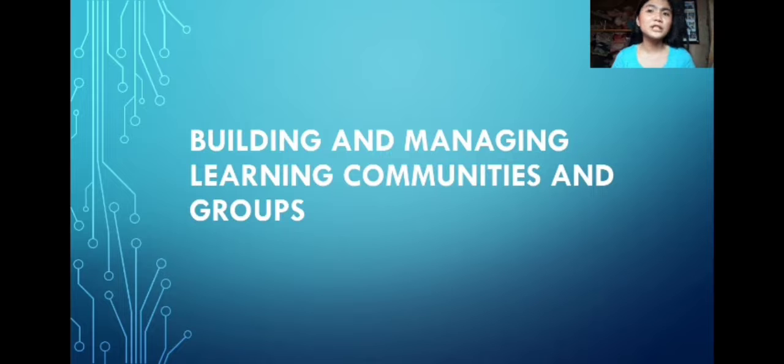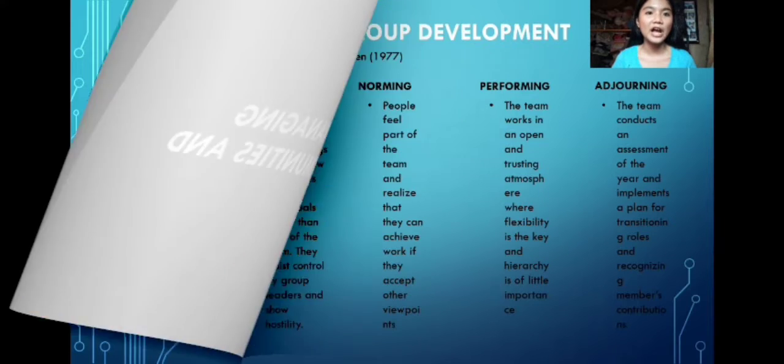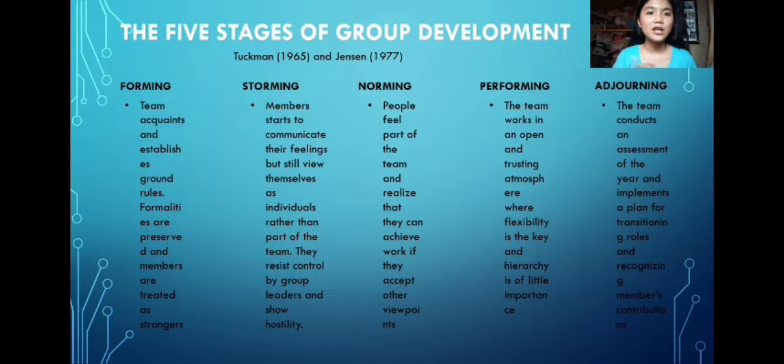So before building a group, how a group develops should be understood. Effective group development follows a structured process. Tuckman 1965 and Jensen 1977 summarized that process into 5 stages: forming, storming, norming, performing, and adjourning. So, let's talk about the 5 stages of group development.